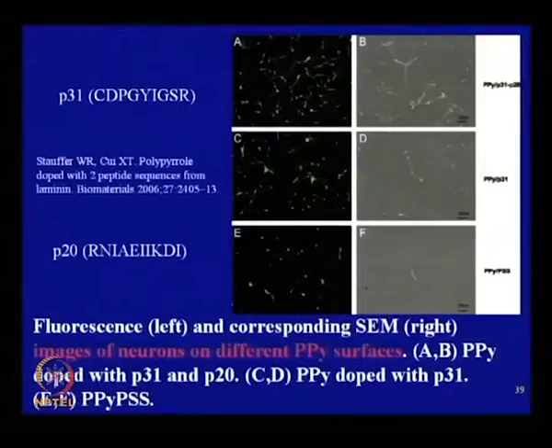Okay. Now, here you see, is it visible from your side? No. This photograph is actually not good. Now, here you see some fluorescence and corresponding images of neurons on different polypyrrole surfaces. Some neurons you see in blue and green colors; neurons made of polypyrrole have been developed through some protein molecules.